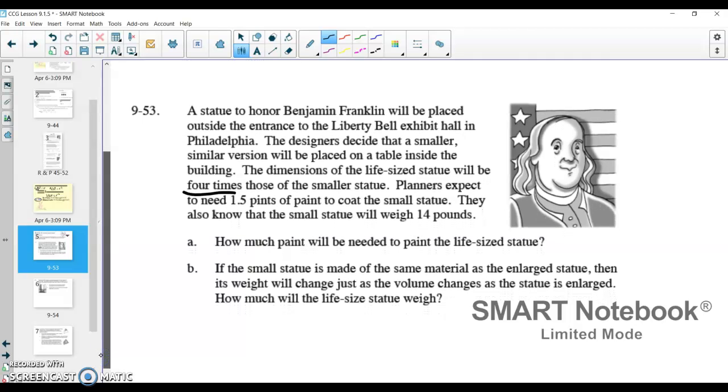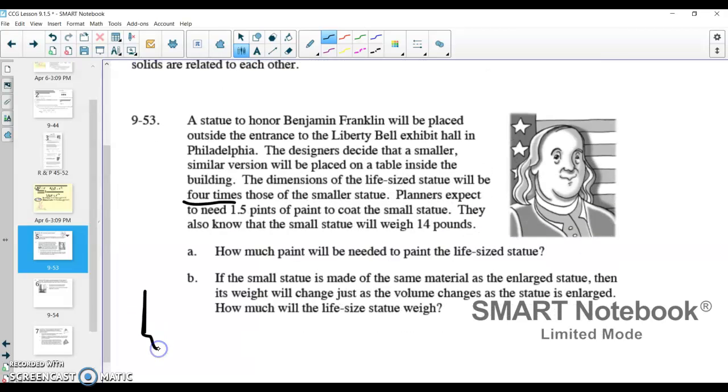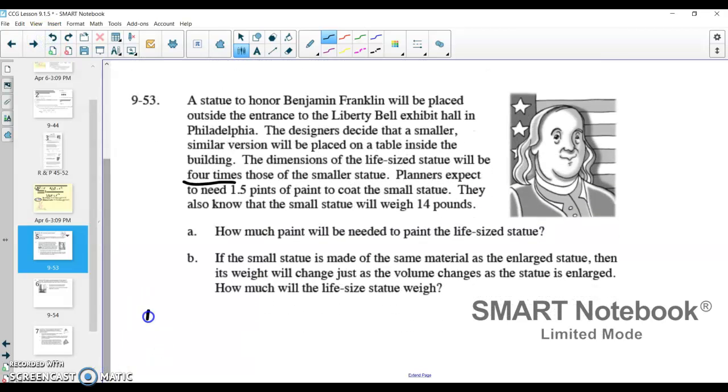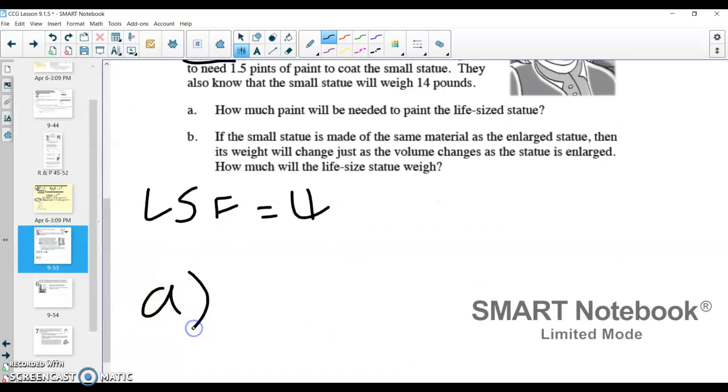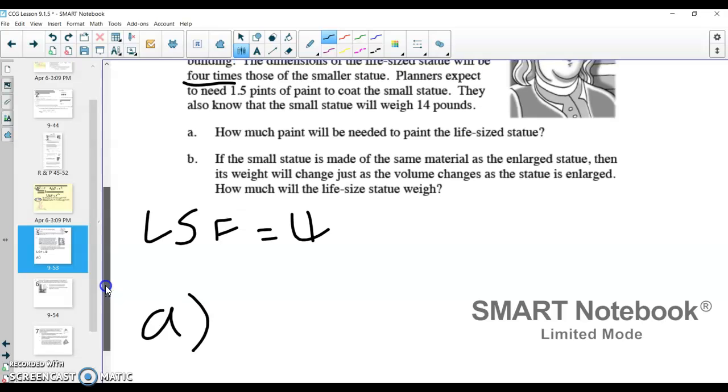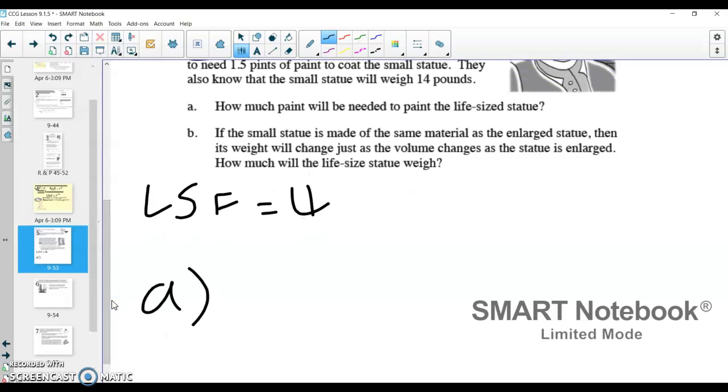Well, just reading the problem, we have a linear scale factor equaling 4, because we know that the dimensions of the life-size statue are 4 times bigger than the smaller statue. Then, using that linear scale factor, we're going to be able to do parts A and B. For part A, it says how much paint will be needed to paint the life-size statue. Well, we know that they needed 1.5 pints of paint to paint the small one.